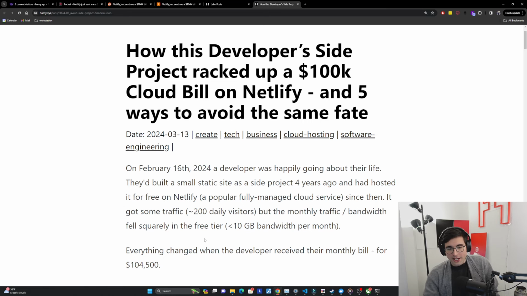But everything changed when the Fire Nation attacked. When the developer received their monthly bill for $104,500. So they went from free for 4 years to a $100,000 monthly bill.